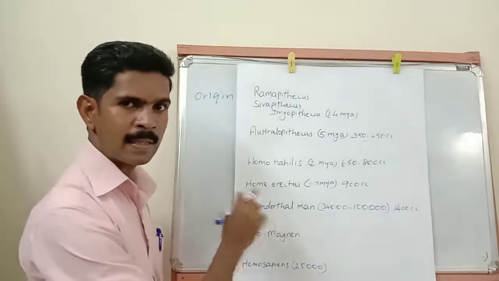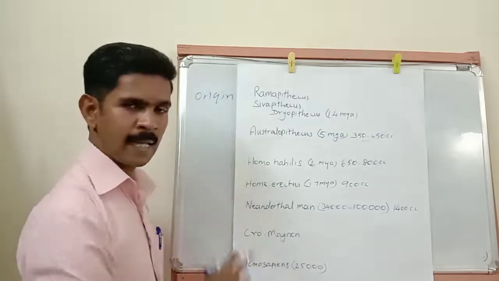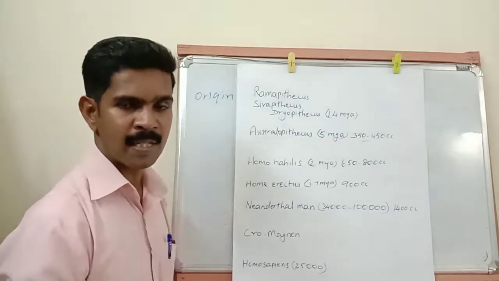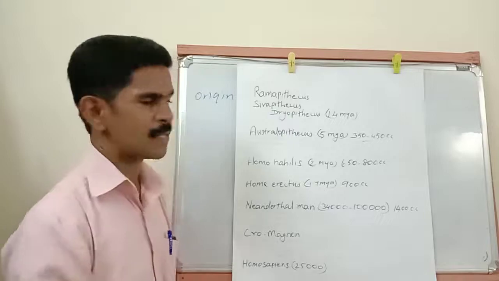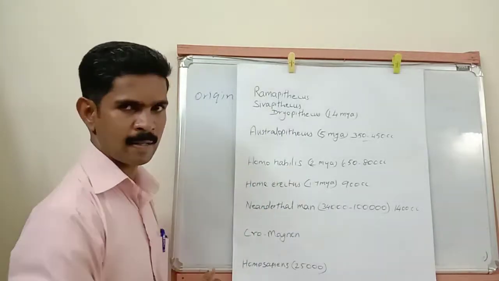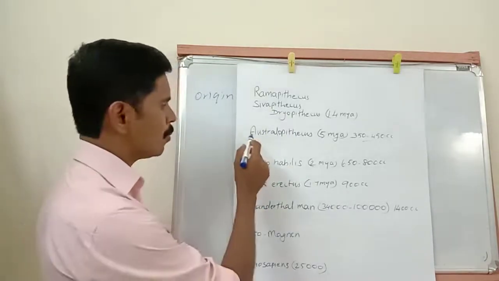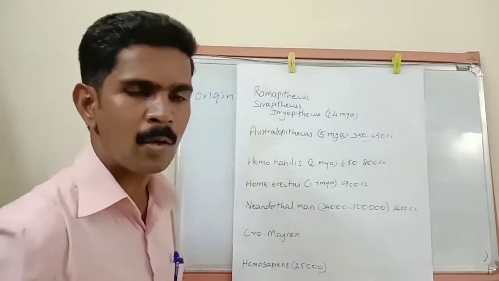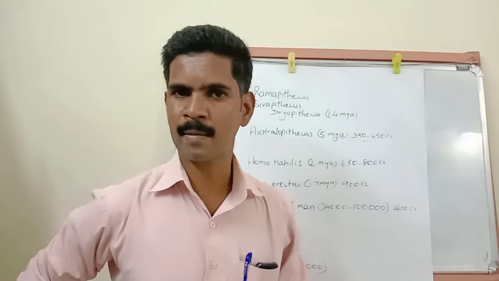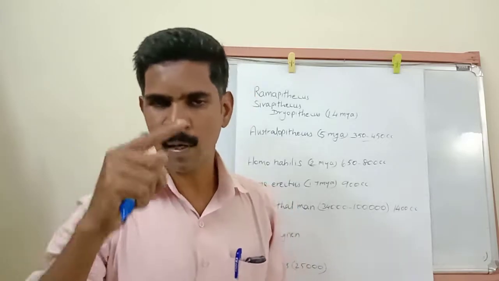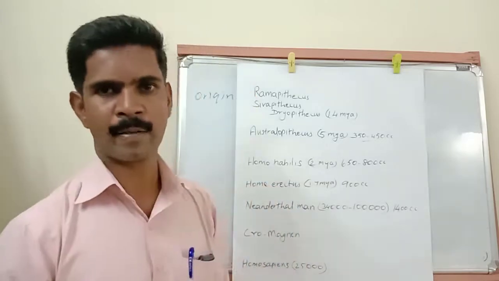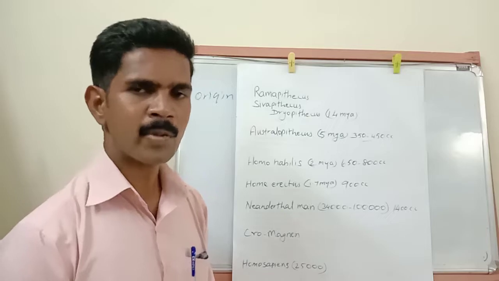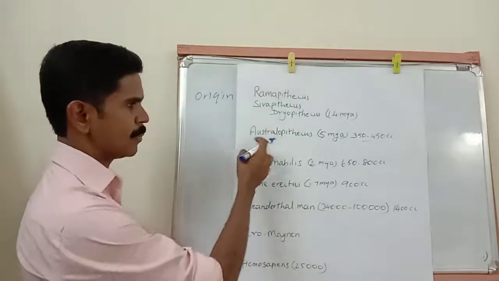They lived in caves. And lack of chin, that means the chin region is absent in this ancestor. Then one more character, lumbar curve. The backbone present in the lumbar region, lumbar region means hip region, has a small curve there. So these are the characters of this Australopithecus.